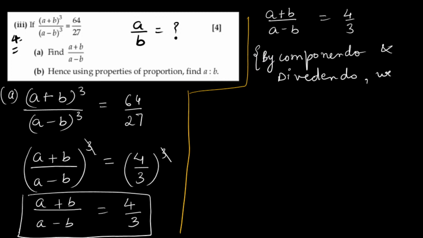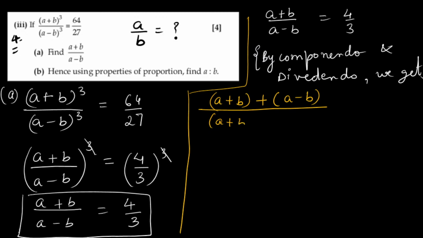we get, so componendo and dividendo is numerator plus denominator by numerator minus denominator. Here the numerator is a plus b and the denominator is a minus b. So the same thing on the other side also: numerator plus denominator, so 4 plus 3, by numerator minus denominator, so 4 minus 3. Let's open the brackets now.